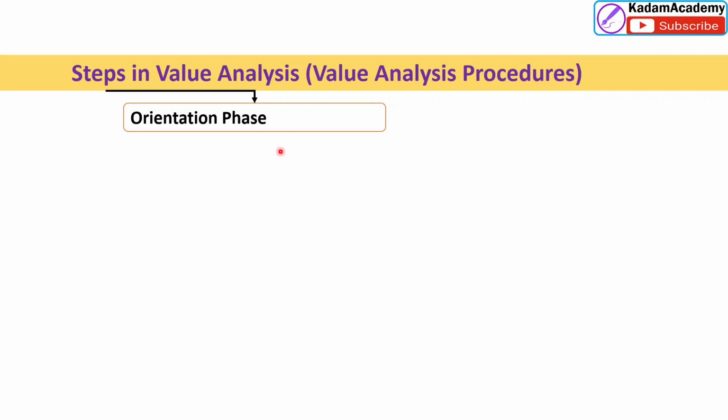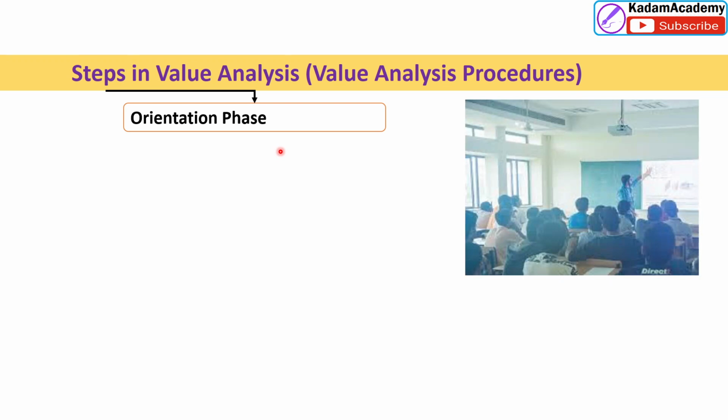Under this orientation, we have to give all the training, and we have to prepare one team. First, we select the team, and after that, we establish the priorities and plan, appoint, prepare, review, and give the training to them. So that is the orientation phase.